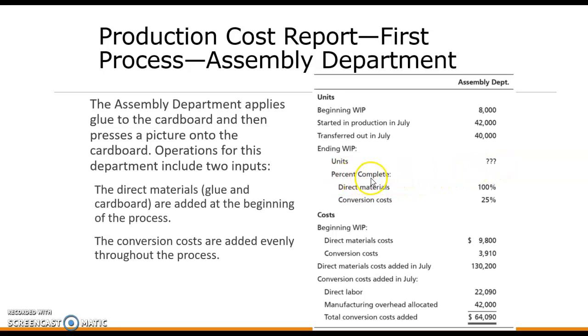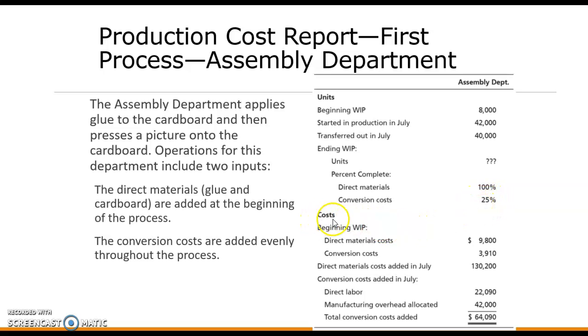Now, as far as how much percentage of completion those are, for direct materials, the direct materials are always added at the beginning. And so that's what we're told over here. As soon as we started those 42,000 units, they had the glue and the cardboard. So the direct materials is already 100% there. They're already complete as far as direct materials. But the conversion costs of the wages and the overhead to press the picture down so that we can finish assembly, that's only 1/4 finished, 25% finished.